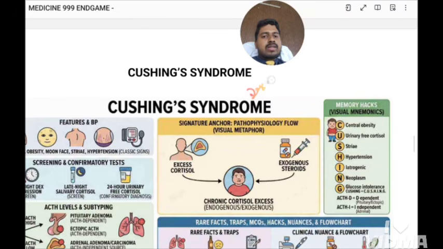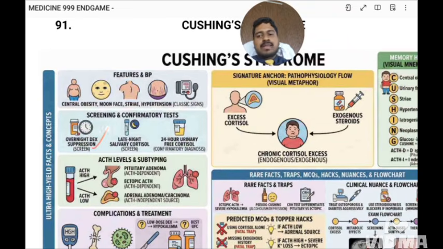Dexamethasone is again a steroid. Okay, it is a corticosteroid. So now when you give exogenous steroid, that is dexamethasone, what will happen is it will suppress cortisol, because you are giving it from outside. But if cortisol is not suppressed even after overnight dexamethasone, then that means there is increased production of cortisol. So that is a screening test.